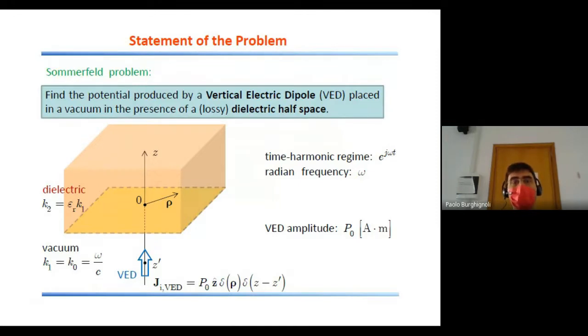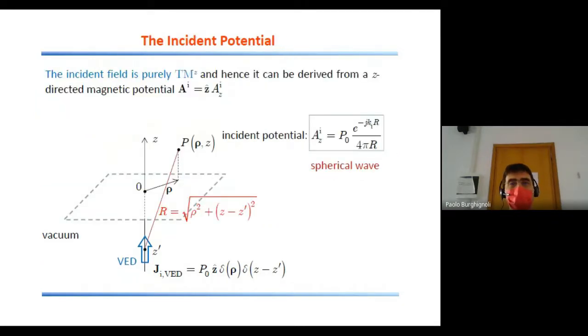Thanks, Andrew. Okay, now this is the problem, and let us look first at the incident potential, that is the potential that would exist in the absence of the upper half space, and therefore we will consider now a vertical electric dipole in a full vacuum, the entire three-dimensional space. Now this is of course a canonical well-known problem which can be solved in a closed form. We know that the field produced by such a source is a purely TM field, which could be inferred, for example, from reciprocity, and as such it can be obtained by means of a purely vertically directed magnetic potential, that is a magnetic potential A I, note the superscript I, which stands for incident, that is directed along the z-axis.